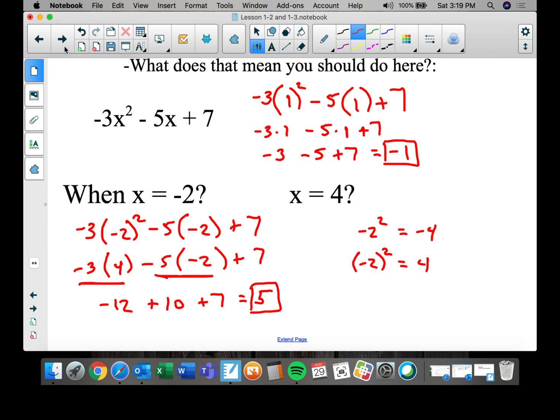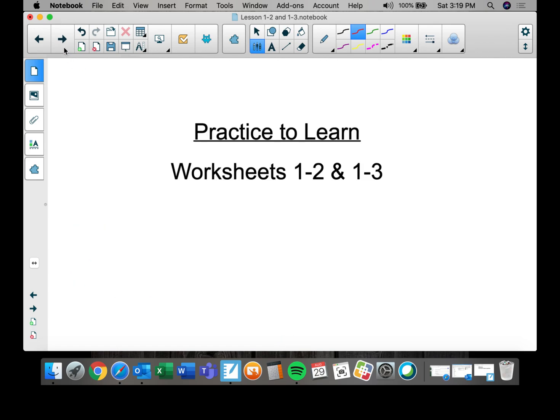Okay, that is the first 2 lessons, and I know it's a little bit long because we had to put 2 together, but your practice to learn for today is a packet. It's worksheet 1.2 and 1.3. It's all together, and it's just a review of those sets of numbers from 1.2, and then practicing some of the simplifying and the evaluating from section 1.3.